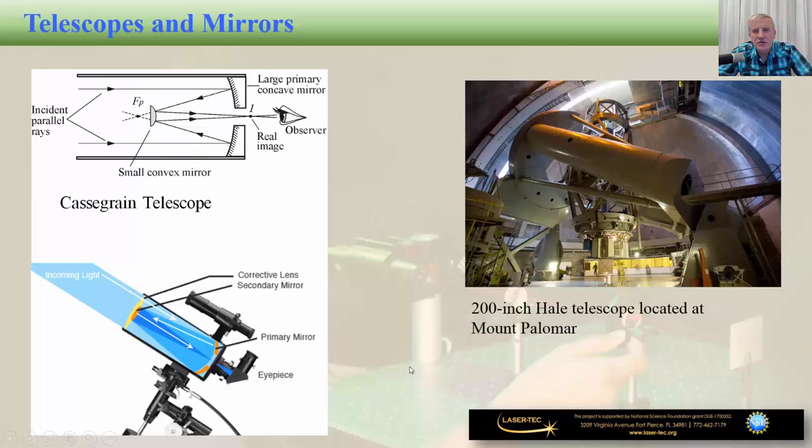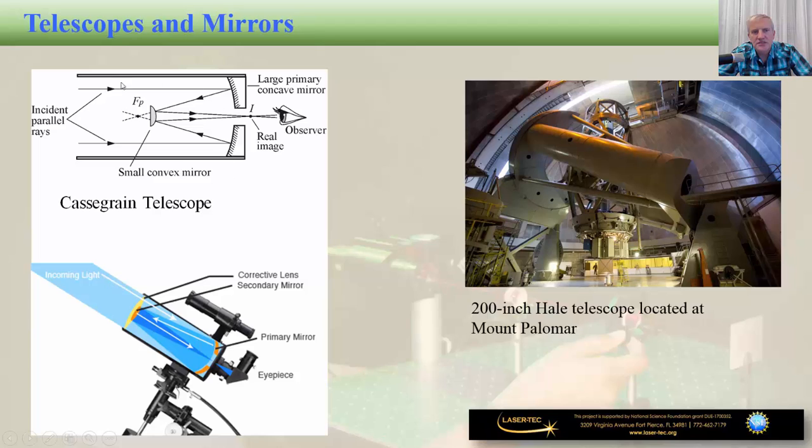Here's a few examples of applications of the mirrors. So the mirrors are applied in telescopes. You can see here on the right hand side a huge Hale telescope that's 200 inches long. It's located on the Mount Palomar. And then here on the left hand side you have a few examples of telescopes as well. The one known as a Cassegrain telescope. You can see the picture of it here on the bottom.